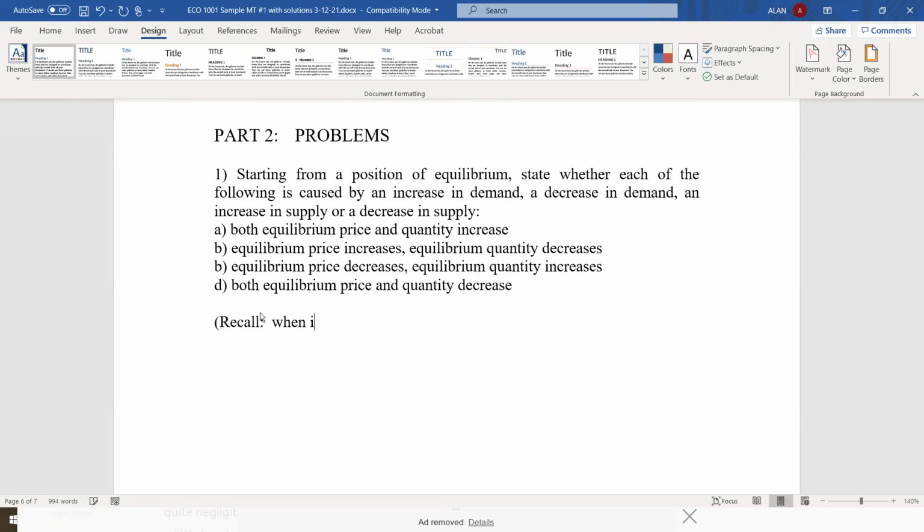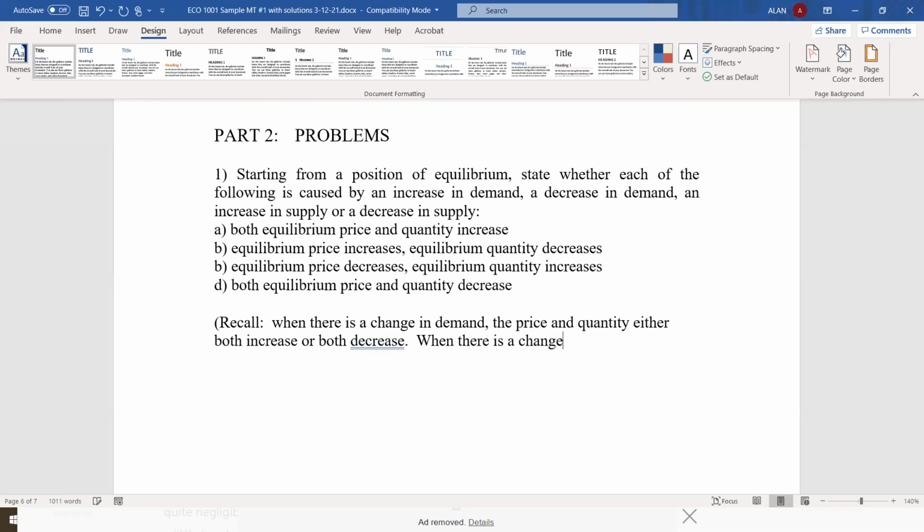When there is a change in demand, the price and quantity either both increase or both decrease. When there is a change in supply, the price and quantity move in opposite directions. That's a hint. Why am I giving you this hint?